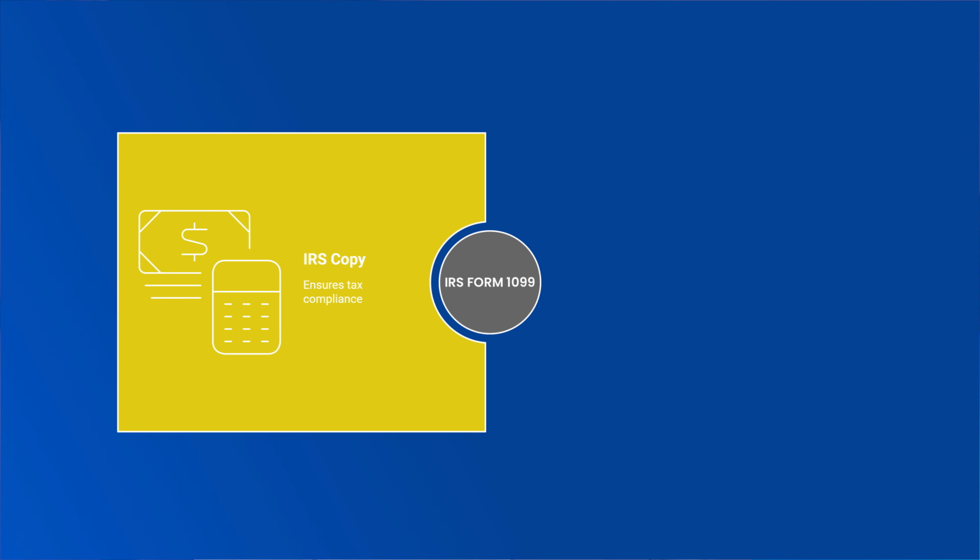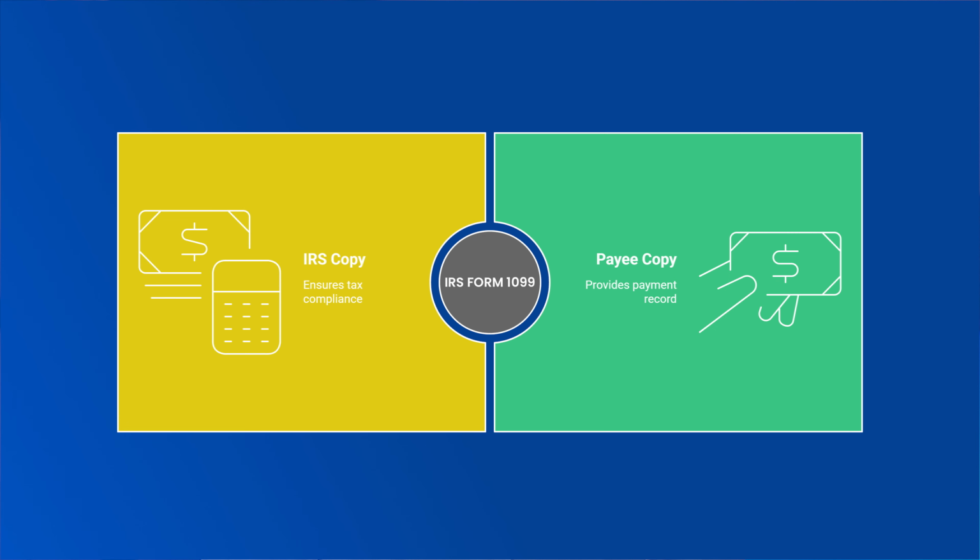Here's the point. You're not just sending this form to the IRS. You're also giving a copy to the person you've paid. This way, they'll know exactly how much you paid them, and the IRS can check that they're reporting this income on their tax return. It's kind of like a checks and balances system.